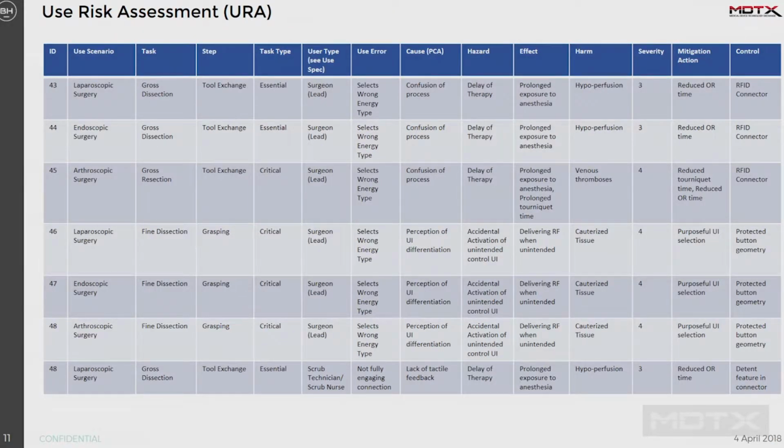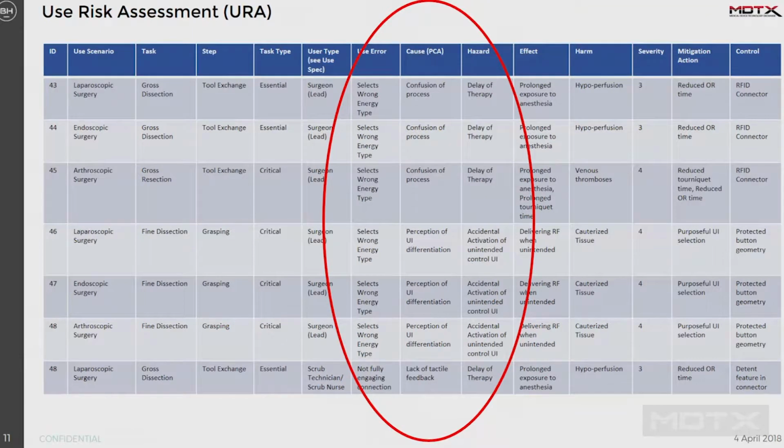Now, for those of you who are not familiar with the usability engineering process, this is the new tagline: use risk assessment. They used to call it UFMEAs, various things, but basically it's an umbrella terminology, URA, that runs throughout the entire design development cycle, and it's really meant to make sure that you uphold use safety at all times.